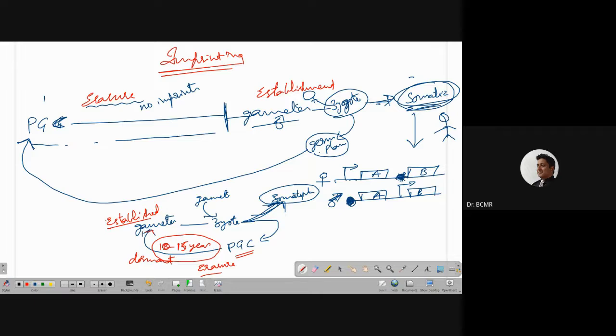Okay, let's go ahead with this. So I hope you remember this: primordial germ cells, the standard model, at least the standard model. We have seen in the last class that not necessarily all the genes, from the results of different labs, actually follow the standard model.